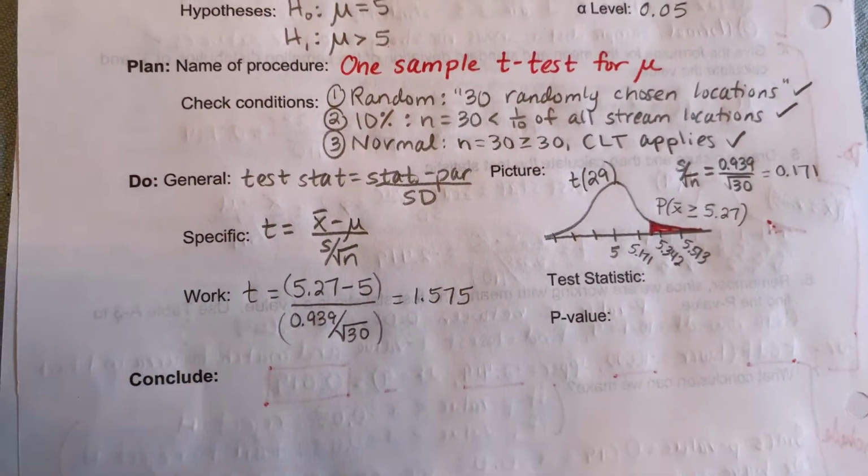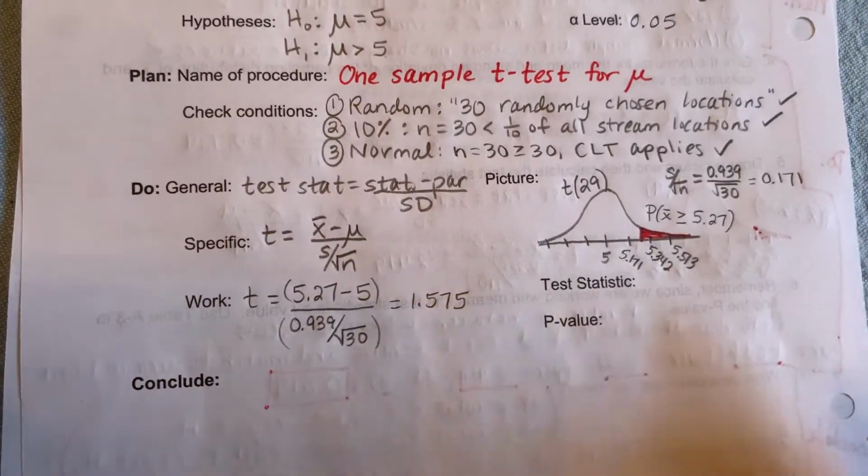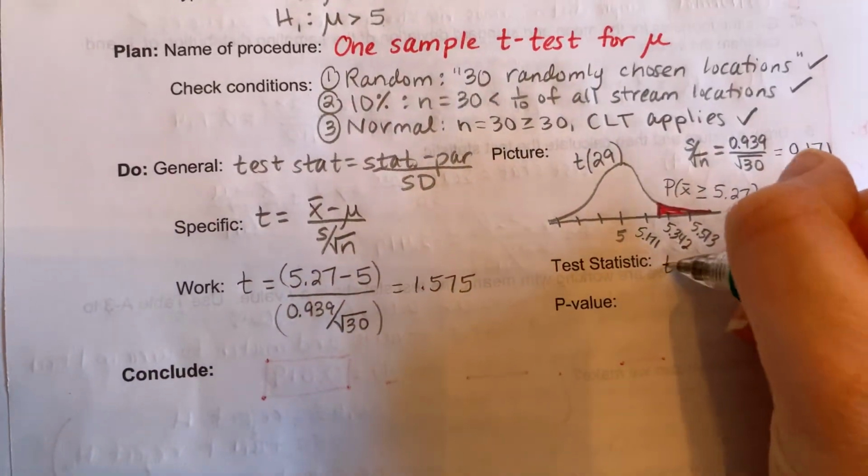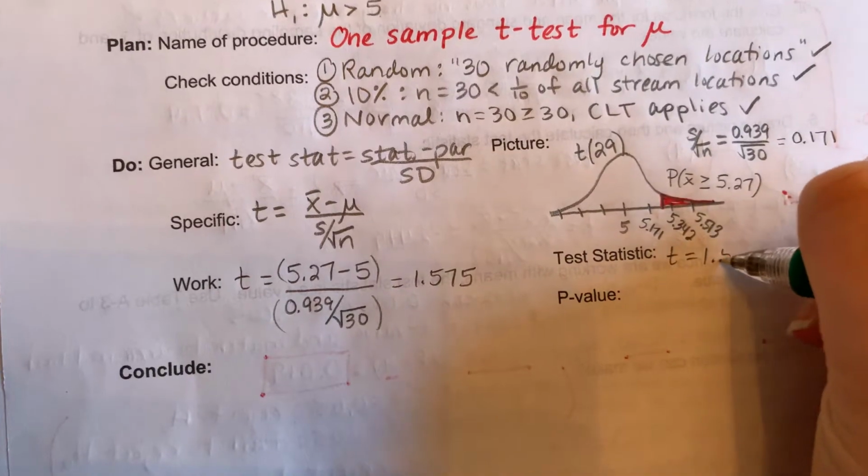It prompts me to write my test statistic over here. You're not going to have this layout given to you, so you can write it wherever you want, but I'll go ahead and make it really clear. T is 1.575.